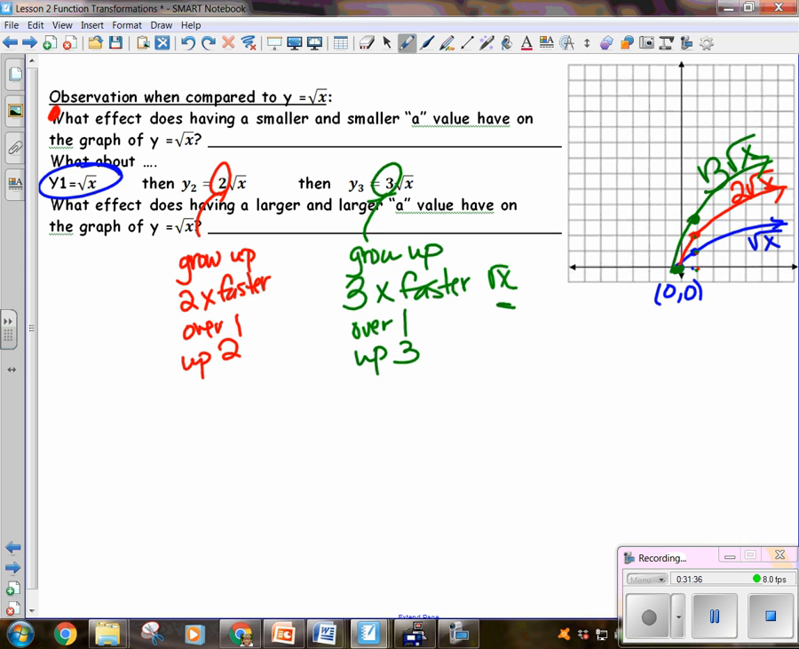So what does the value larger and larger have? Remember, it's going to be vertically stretched up. It looks taller. So we are actually looking at what value the A has.